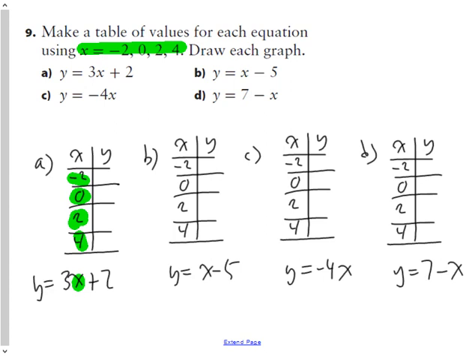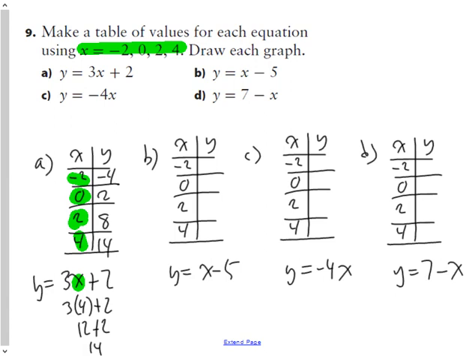So for the first one, it's going to be 3 times -2 plus 2, which is -6 plus 2, which is -4. That goes there. When x equals 0, it's going to be 3 times 0 plus 2, which is 0 plus 2, which is 2, which goes there. When x is 2, it's going to be 3 times 2 plus 2, which is 6 plus 2, which is 8, which goes here. And finally, when x is 4, it's going to be 3 times 4 plus 2, which is 12 plus 2, which is 14.